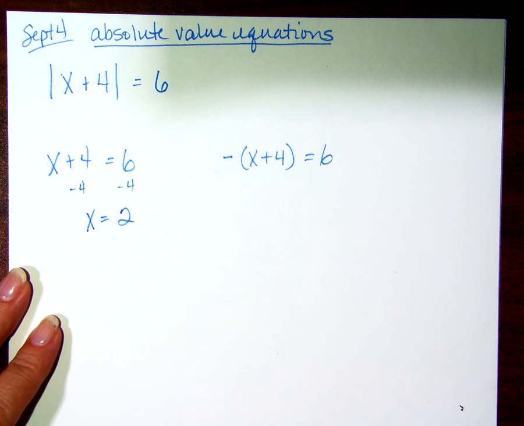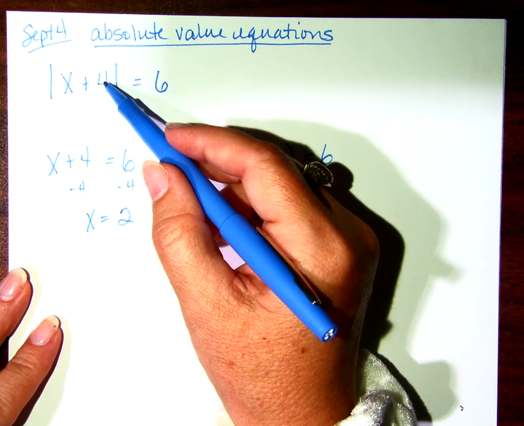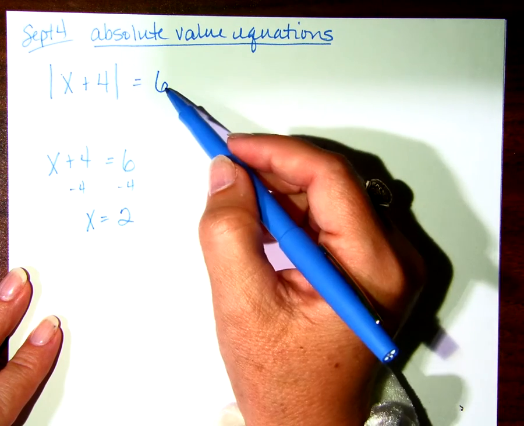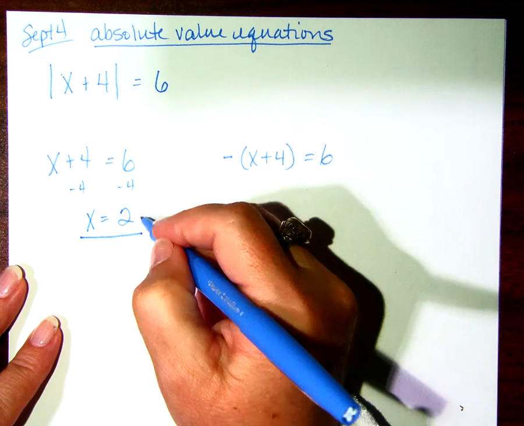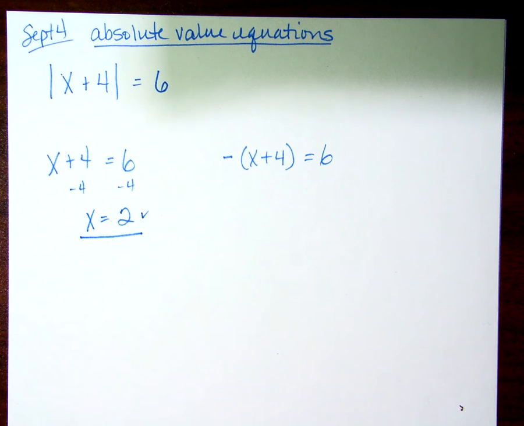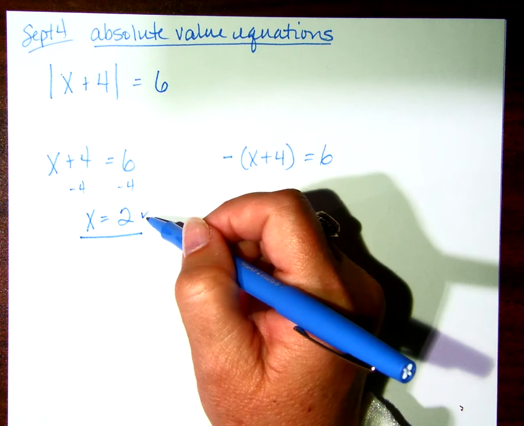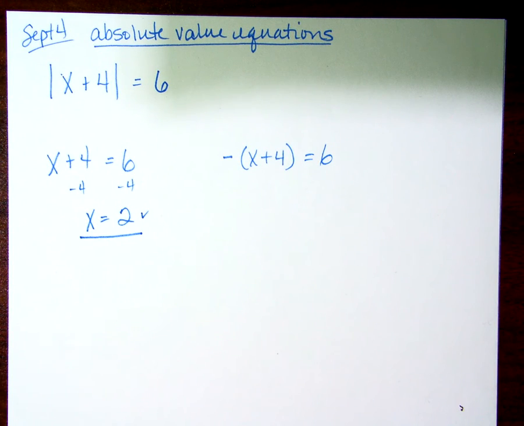You could prove it, right? 2 plus 4 is 6. What's the absolute value of 6? Does 6 equal 6? So then I know that this is the right answer, right? And in fact, I checked it. When I check it in my head, I literally write down a check that tells me that I've already checked it. Literally and figuratively, right?